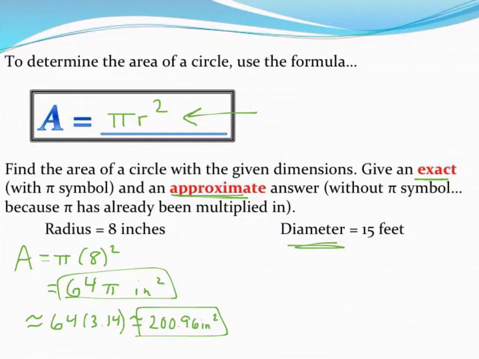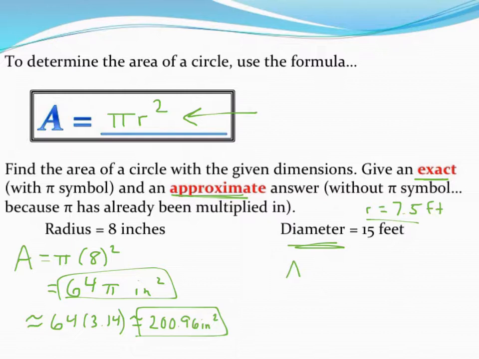Next up we have a circle that has a diameter of 15. Right away we have to make sure we find the radius, which is half of 15. So 7.5 feet is going to be my radius. You cannot work with diameter in your area formula. It won't work. Some people think, well, I'll just find the area using diameter and then divide it by 2, but that doesn't work at all. So make sure you get the radius right away.